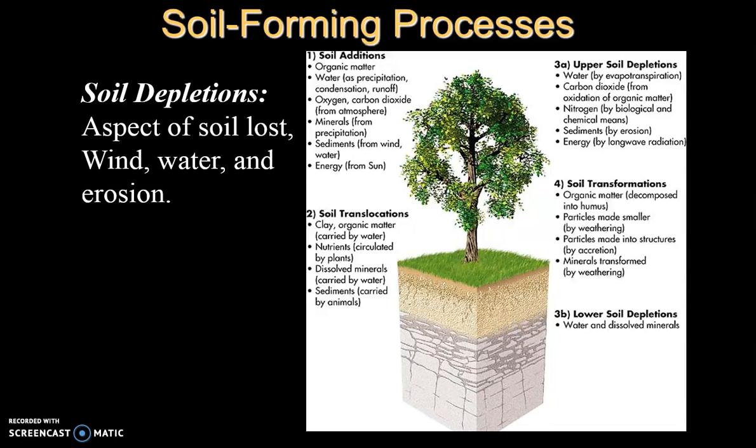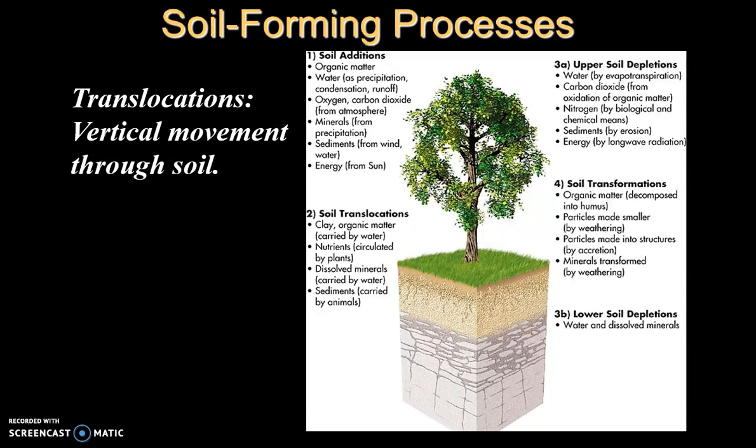The next one is we have soil depletion, where aspects of the soils are lost through weathering or erosion. We call that elements can be lost via wind, water erosion, could be also carried by snow, could be caused by erosion of landslides, so a loss or soil depletion.